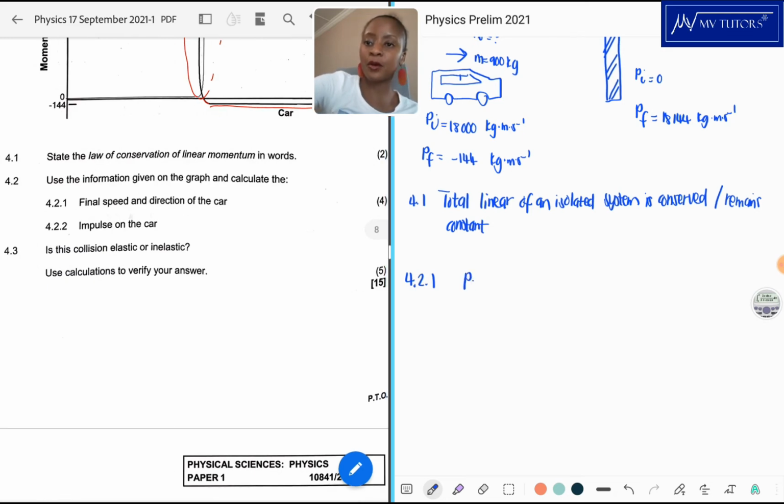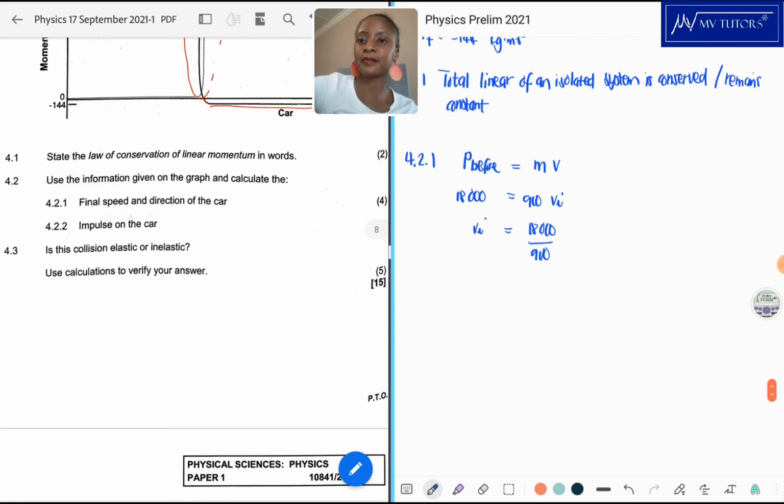So the momentum before of the car is just going to be mass times velocity. We know that initially it had a momentum of 18,000, and the mass there is 900. So to find the initial velocity: 18,000 divided by 900. If we cancel the zeros, we're left with 180 divided by 9, and that will be 20. So that's 20 meters per second.